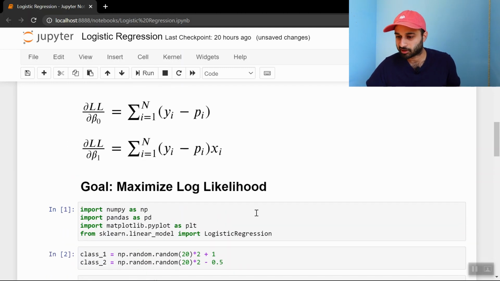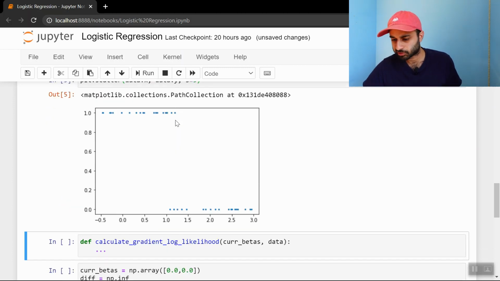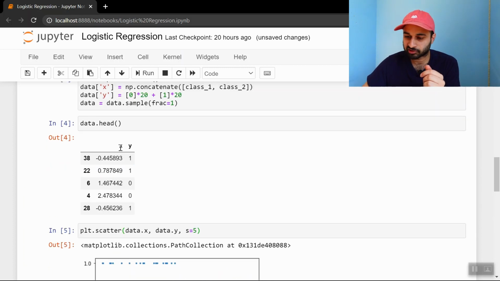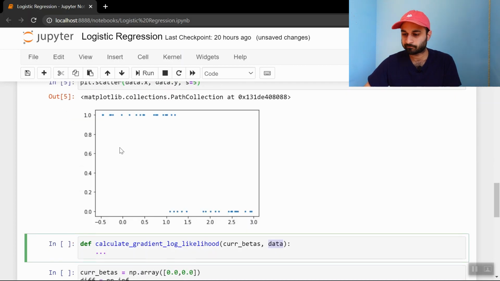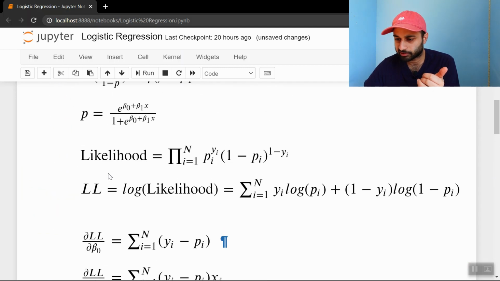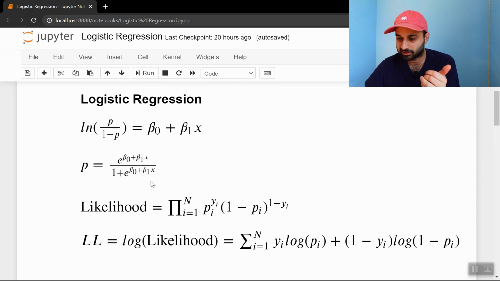Now let's get into the weeds of the coding here. I think to keep everything vectorized, it'll be best to calculate a vector of probabilities and then subtract that from the vector of true labels. So in the function we're trying to write, we have the current betas, that's the current beta naught, beta 1, that's just a vector of two items, and we have the data, which is a data frame that looks like this, has the x's and the y's. So the main thing we need to calculate is these predicted probabilities. And let's scroll up here.